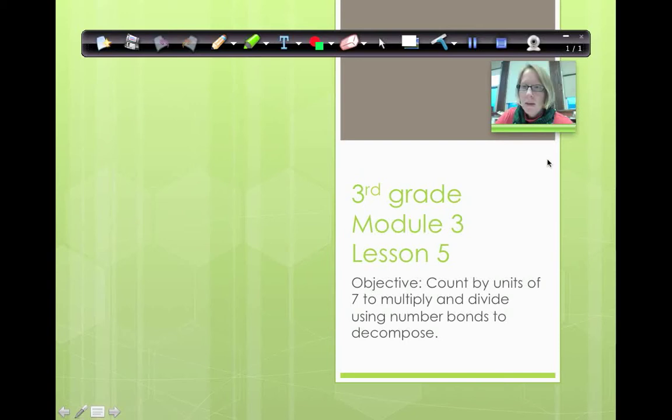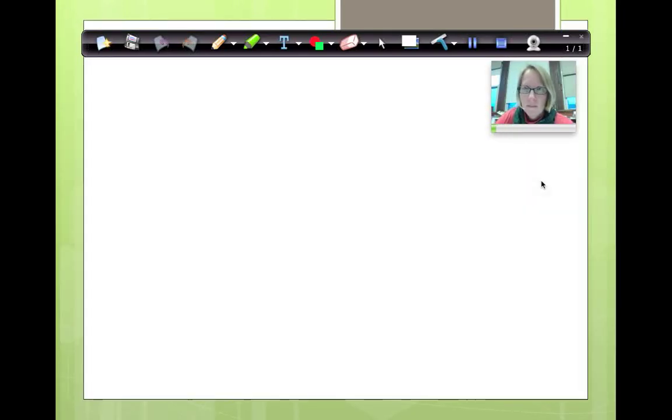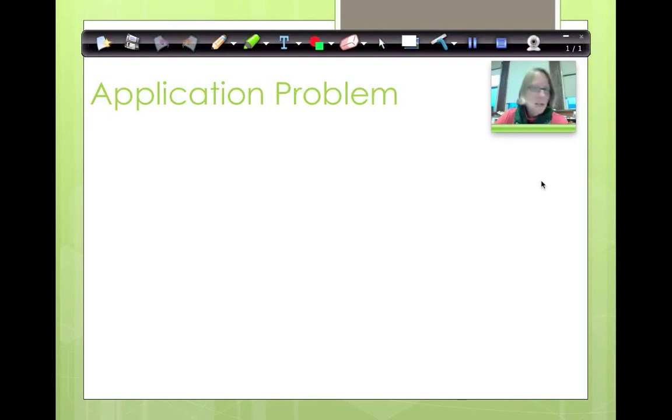We're going to start with an application problem. There we go. Now, the application problem is this. Gracie draws 7 rows of stars. In each row, she draws 4 stars. How many stars does she draw in all? So, she draws 7 rows of stars. So let's do that. Let's start with a picture. Okay, so 7 rows of stars.